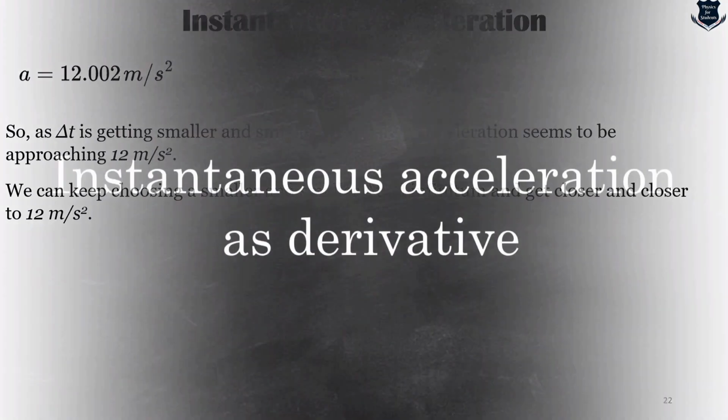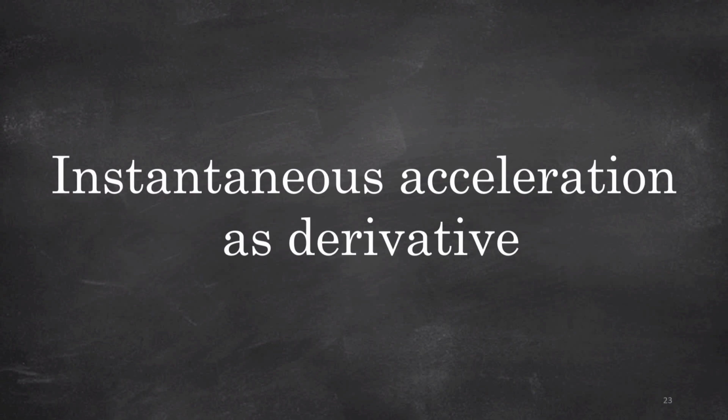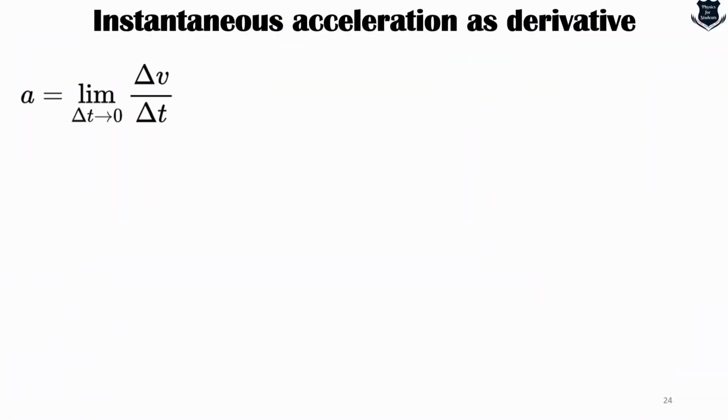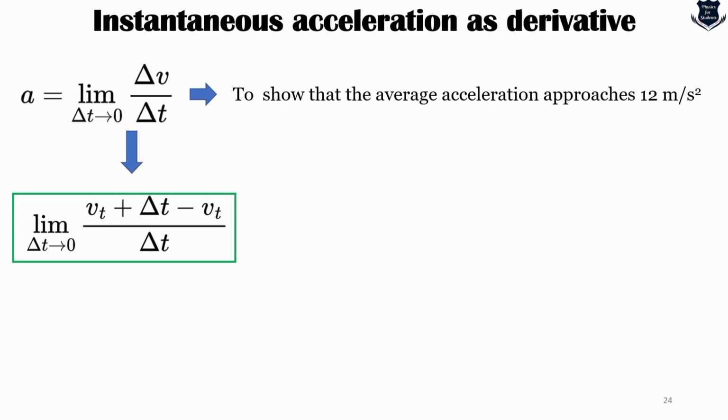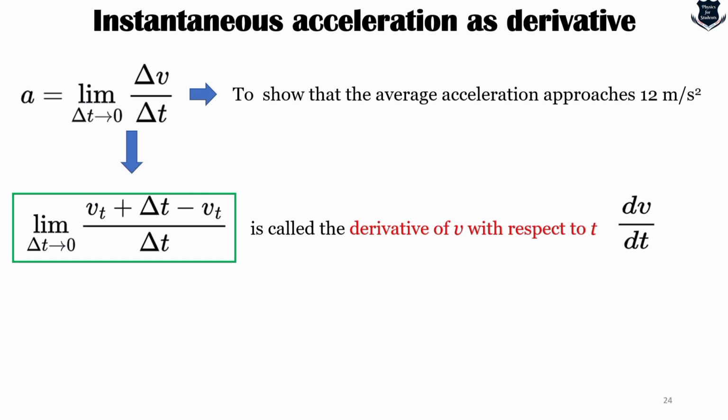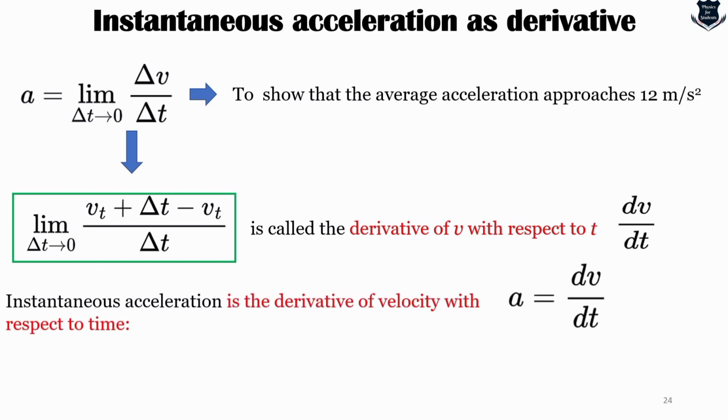Now what we can also find out from this example is instantaneous acceleration as a derivative. When I talk of instantaneous acceleration as a derivative, this is quite simple, as you will see here. This calculation which we just did, if you want to make it almost similar to 12 meters per second square, the equation goes something like this. This one is called the derivative of v with respect to t, so we call it dv upon dt. The instantaneous acceleration is the derivative of velocity with respect to time. We call it dv by dt, a, that is instantaneous acceleration.